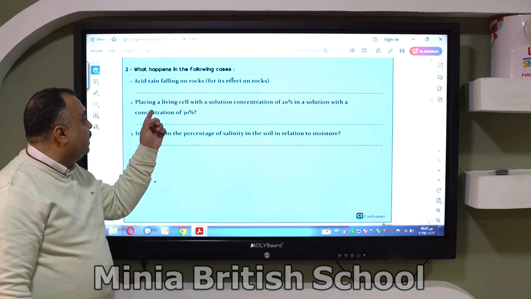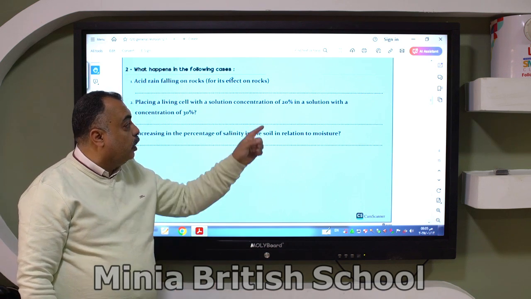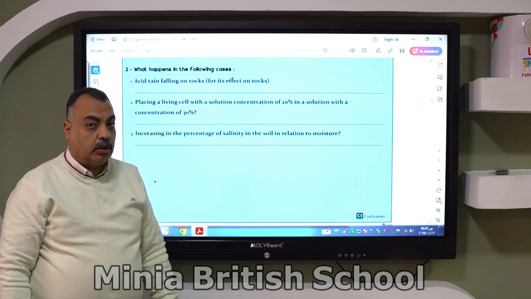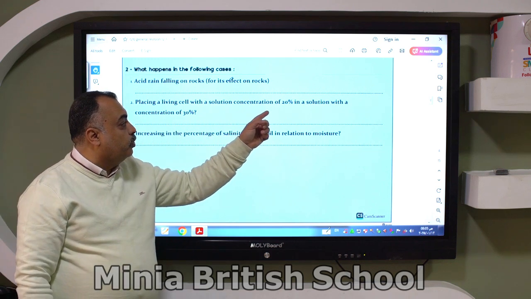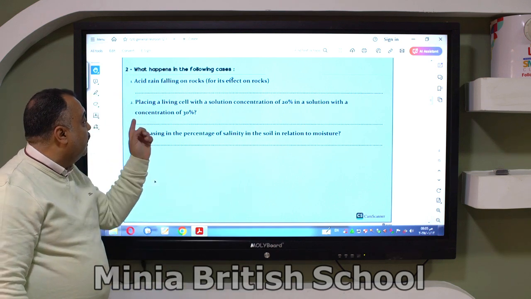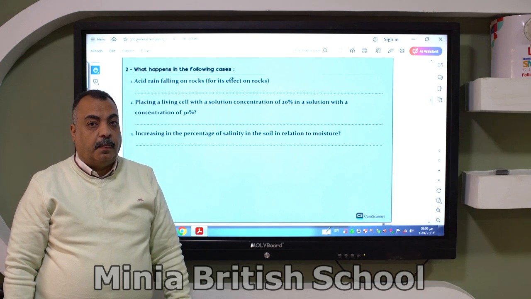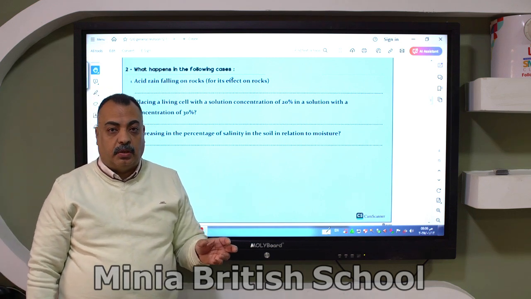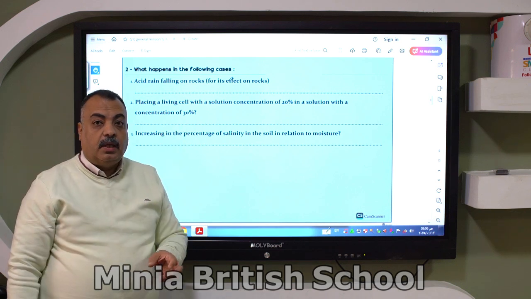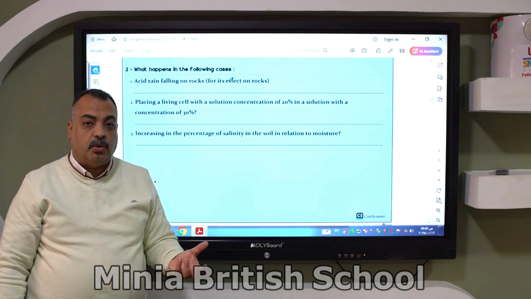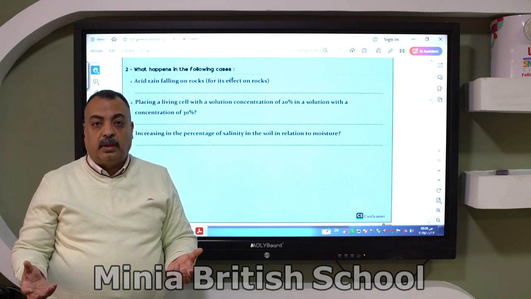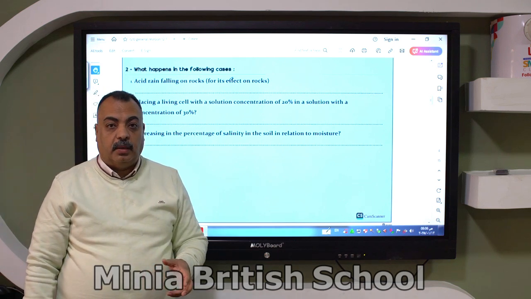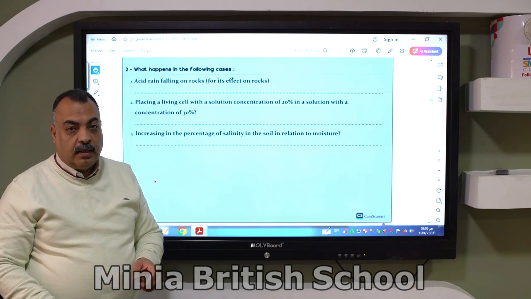Number 2. Placing a living cell with a solute concentration of 20% in a solution with a concentration of 30%. What is the answer? Here the cell of 20% solute concentration has a water content of 80%, and this solution, 30%, has a water content of 70%. So the water content inside the cell is more than the water content outside it in the solution. So shrinkage of the cell takes place. The cell shrinks because the solution takes the water from inside the cell.